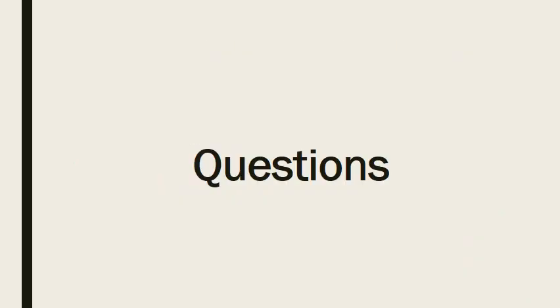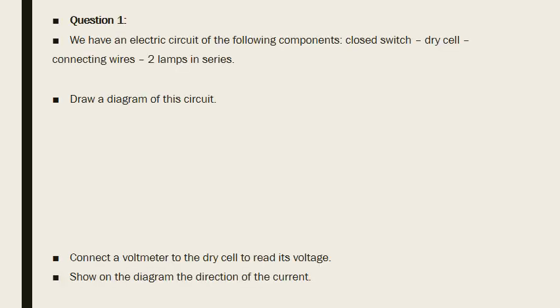Now we are going to solve the questions for the exam review. Question 1 says, we have an electric circuit of the following components: a closed switch, a dry cell, remember dry cell means battery, connecting wires, and 2 lamps in series. The first question says, draw a diagram of this circuit.